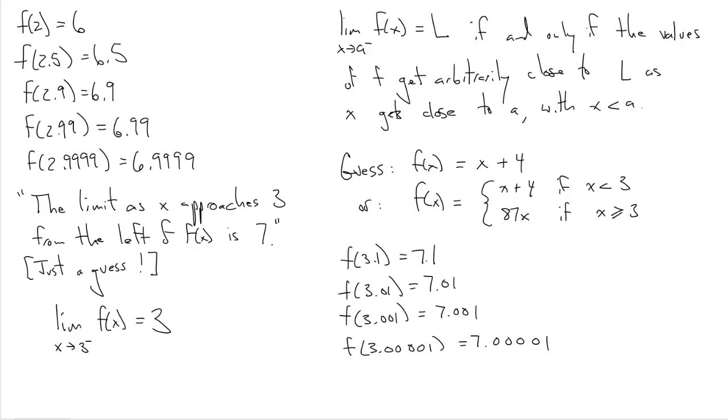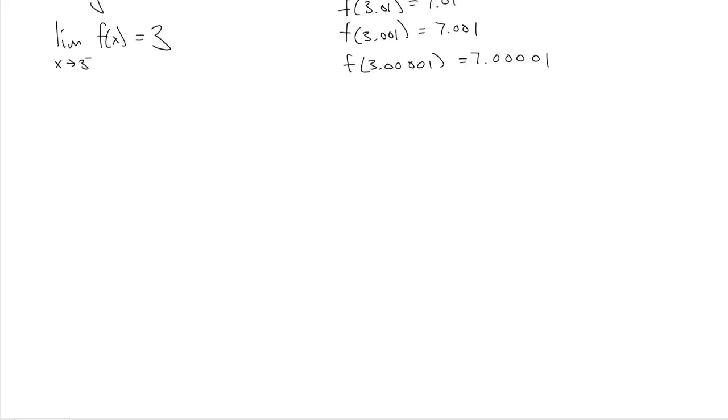The idea is, as I choose x values that are closer and closer to 3, but still to the right of 3, like 3.00001, a lot closer to 3 than 3.1, the first one that I chose, it looks like the function values, the y values, are approaching 7 again. Make ourselves a little bit of room. Pretty fancy, huh?